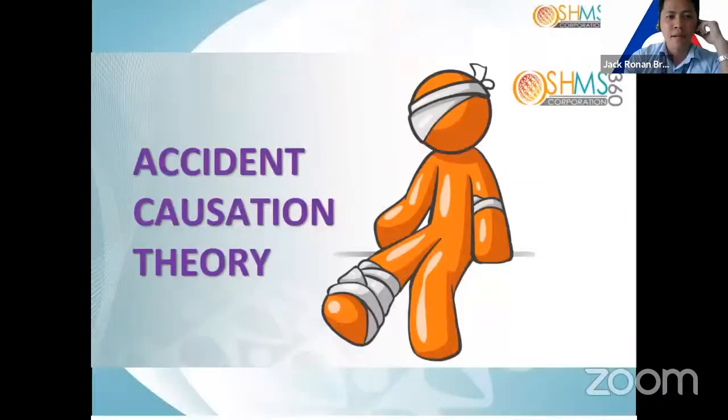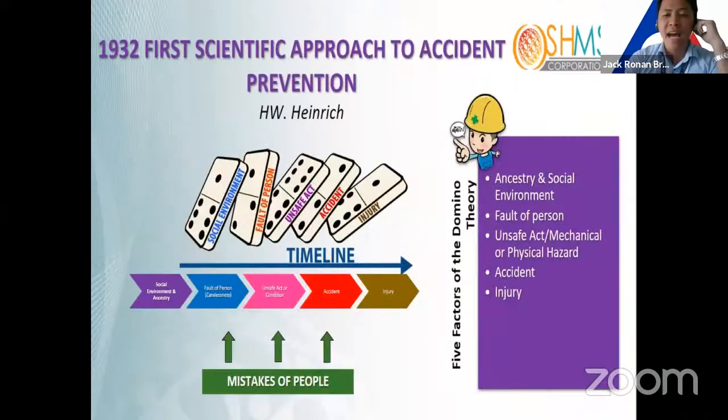Okay? So the next thing that I'm going to discuss to you is the accident causation theory. Why do accidents really happen? We need to dig deeper in order to understand why accidents happen. Okay. So according to H.W. Heinrich, Herbert William Heinrich, we need to ask several questions before we identify the root cause of any accidents. So first, let us ask why there were injury.